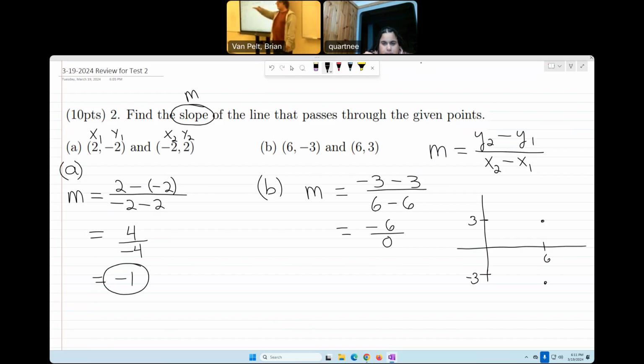Do you remember what the slope of a horizontal line is? Zero. It's 0. Horizontal line is 0. Undefined for a vertical line, okay. 0 for horizontal lines. Those are the extreme cases. They don't happen a lot, but you have to have ways of handling them.